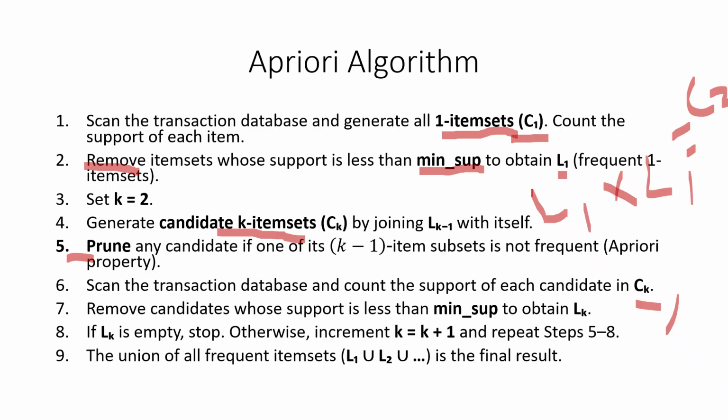If any value comes at or above the minimum support, I have to maintain it, otherwise I have to prune it. So now my LK is ready. Then again I have to increase my K value.